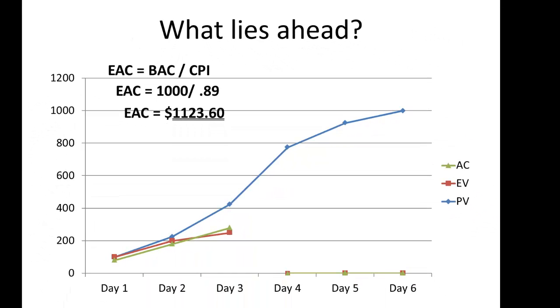If the project has ongoing cost variances, there is an expectation that the inefficient performance will continue. This formula will work best as it supports the trend of the rising expense. EAC is equal to BAC, budget at completion, over your cost performance index. This means your estimation at completion is 1123.60.